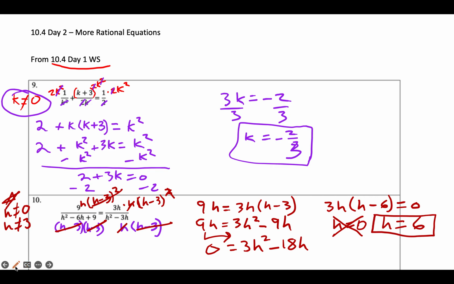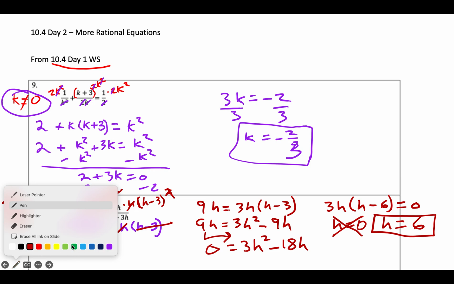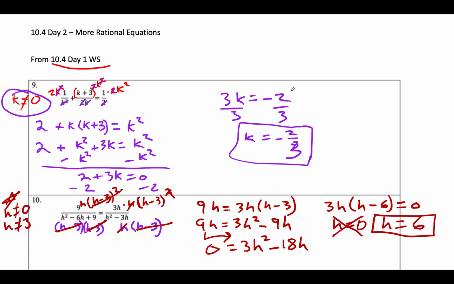Now, some of you might be thinking, I did that a little bit differently. If we go back to the original problem, and I look at 9 over (h minus 3) squared equals 3h over, and now I have h times (h minus 3). So I rewrote the problem, but I had the denominators factored.